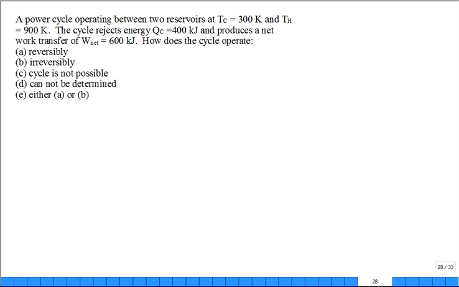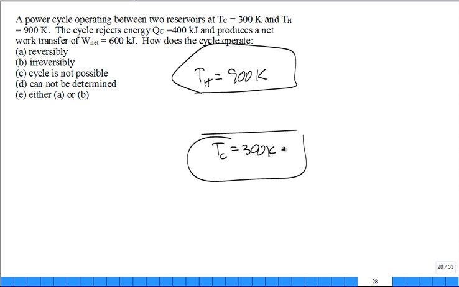Power cycle operating between two reservoirs where one is 300 and the other is 900 Kelvin. The cycle rejects 400 kilojoules, so QC is 400 kilojoules, and produces a net work transfer of 600 kilojoules. How does the cycle operate? Is it reversible, irreversible, not possible, cannot be determined, either A or B? I'll pause and let you chew on that.